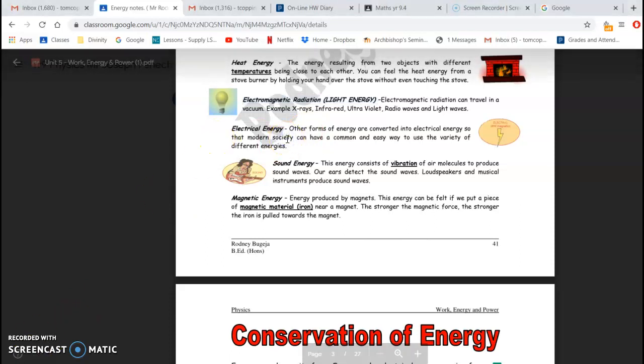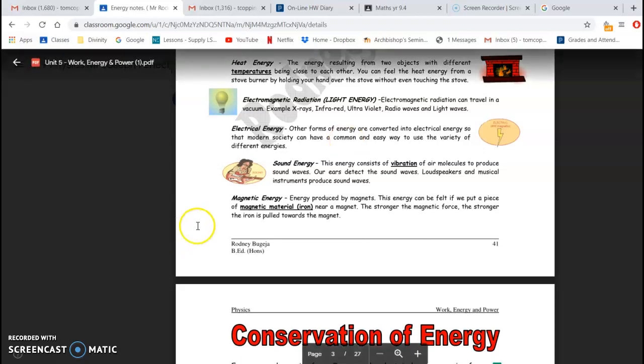the energy that you use to power things like your PlayStation, your TV. This is called electrical energy. Then you have sound energy, which basically is vibrations in the air when we speak and when we hear a sound. We're hearing those sounds because the air is vibrating at a certain pitch, or with certain sound waves. Our ears detect these sound waves. So, for example, loudspeakers and musical instruments produce sound waves. So that's what sound energy is.